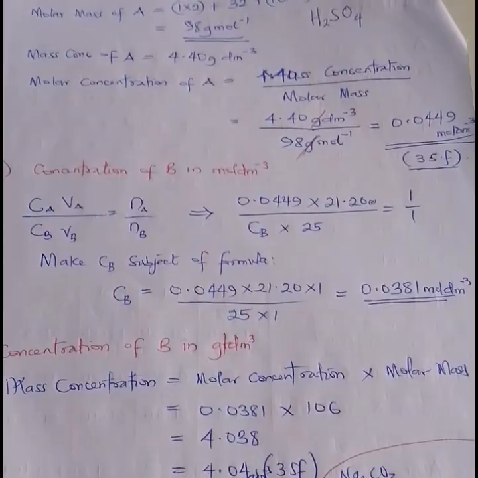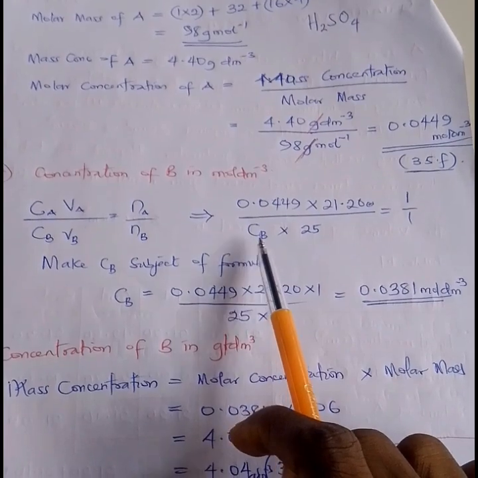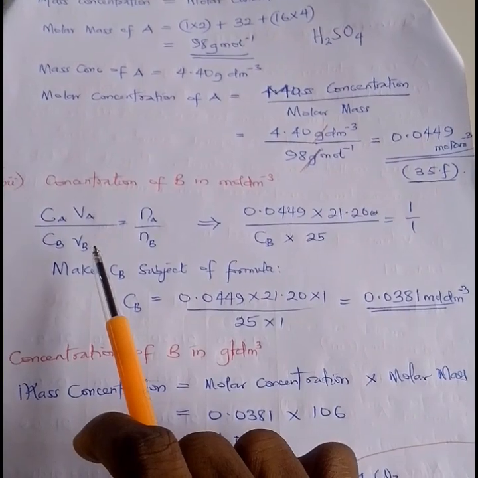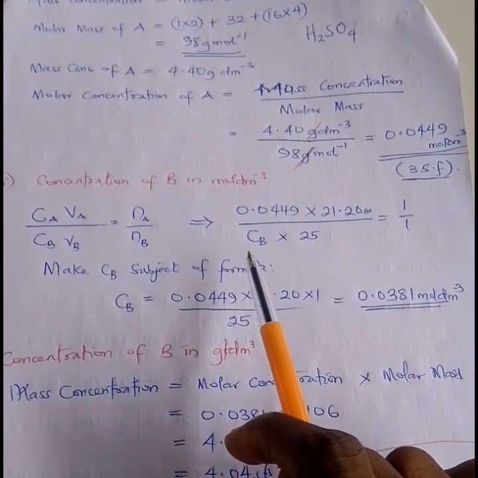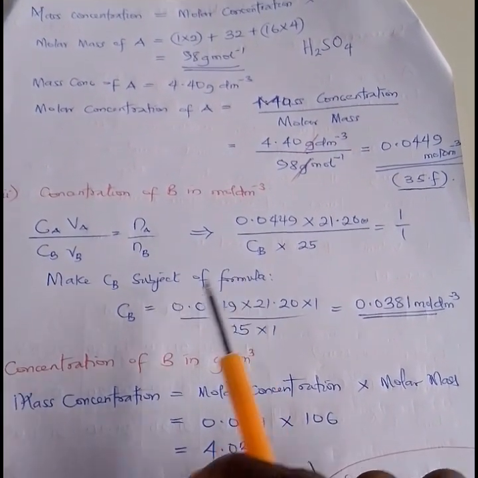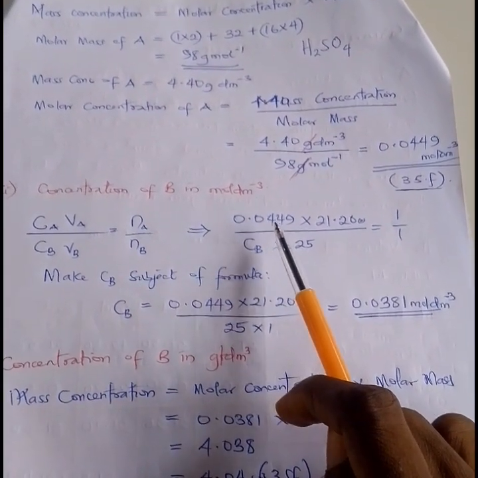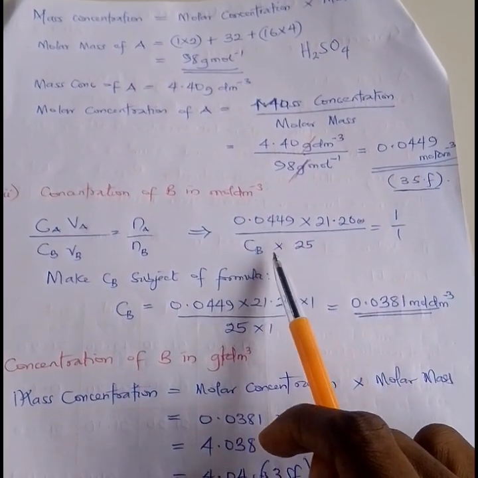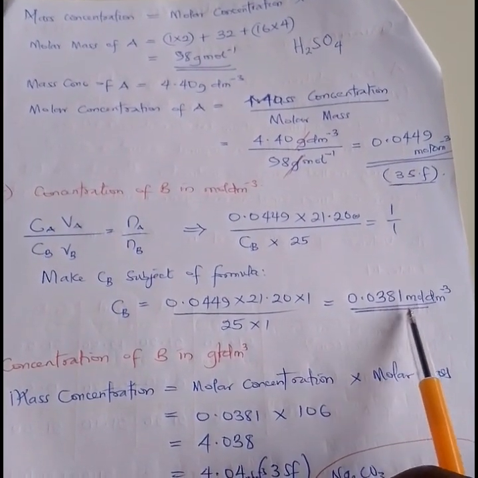All right. So therefore, doing that, we make CB the subject of formula. Now take note, when you are calculating using this formula, whatsoever parameter you are told to look for, you must show how you made it the subject of formula. Marks are always awarded for changing your subject of formula. So CB will be equal to, you cross multiply, that's 0.0449 times 21.20 times 1 divided by 25 times 1. That gives us 0.0381 moles per dm cube.